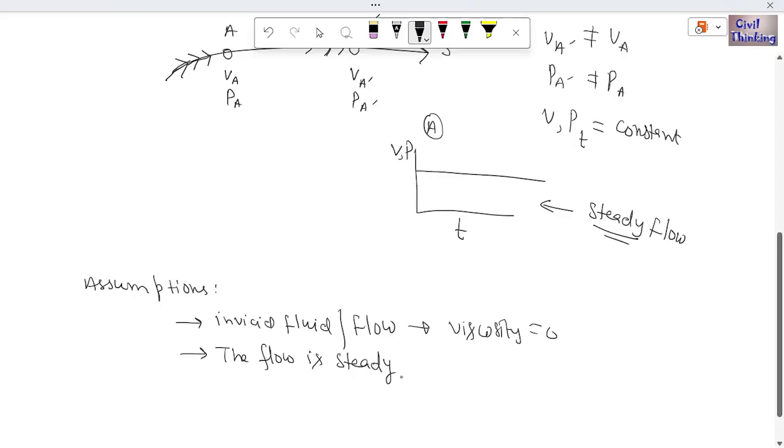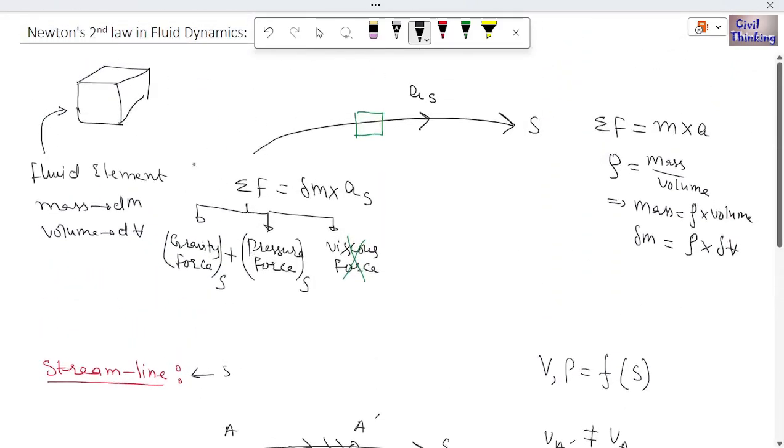Now the question is, why did we make these assumptions in the first place? Because when you see a fluid in real life, for example, when you open the knob of a tap, and you see fluid coming from the pipe, it is not steady, and the viscosity is not 0. But why did we consider this? We consider this so that we can understand Newton's second law.